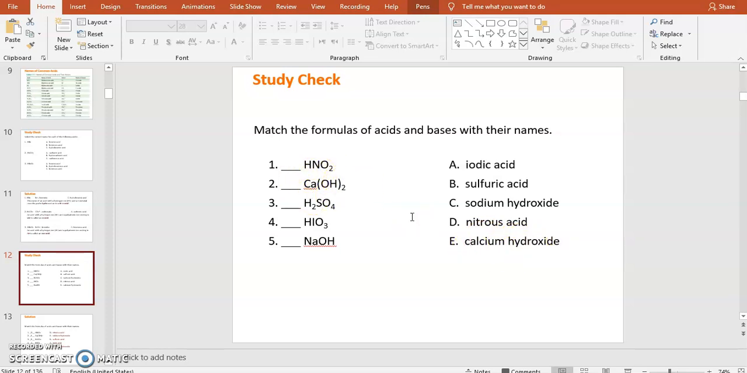Okay. And then HNO2, number 1, NO2 is nitrite. So it turns into OUS, so nitrous acid. H2SO4, SO4 sulfate, ATE, so sulfuric acid. HIO3, iodate, so it will be ATE, so iodic acid.